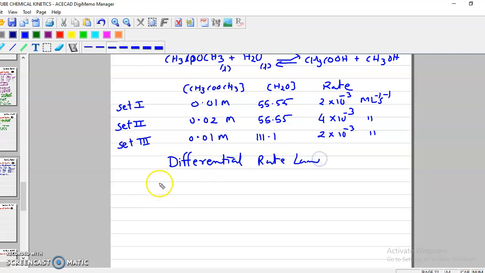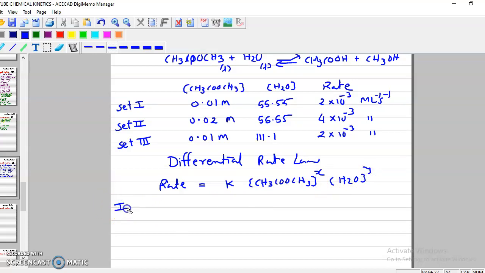So for this, the differential rate law will be: rate is equal to K [CH3COOCH3] raised to X and [H2O] raised to Y. Now we want to find out X and Y.